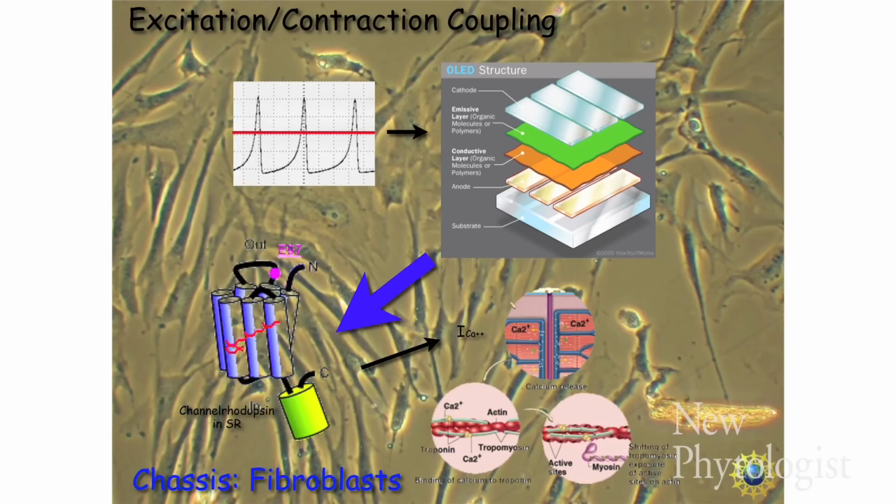So the way we choose to mediate excitation-contraction coupling is we take the output of the electronic neurons and use that to gate an organic LED. The organic LED will produce blue light, which will activate the channelrhodopsin to release calcium, and then we can use the normal troponin-tropomyosin activation of the cross-bridge cycle to mediate excitation-contraction coupling.